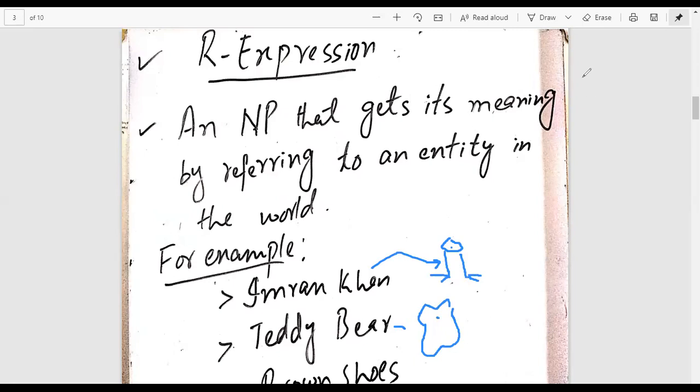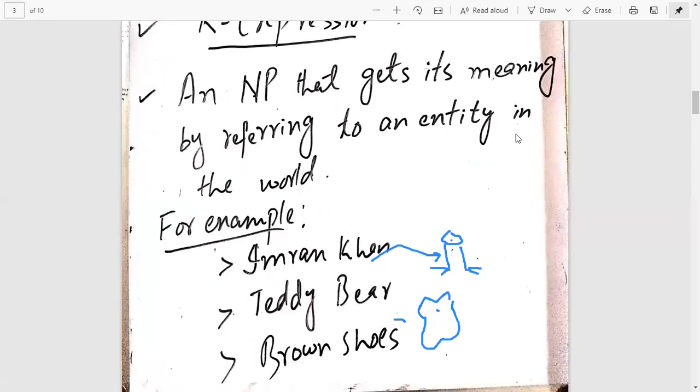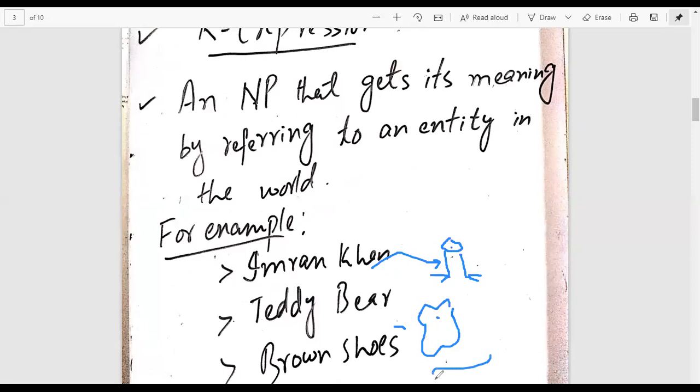The third example is brown shoes. So again, the brown shoes here refer to an external entity in the world. So it can be something like this, shoes, etc. So all these noun phrases are referring to different entities in the world. So they are getting their meaning by referring to different entities in the external world.